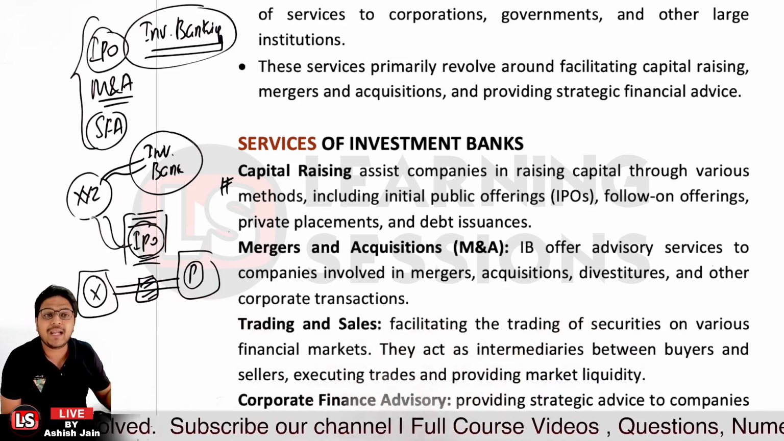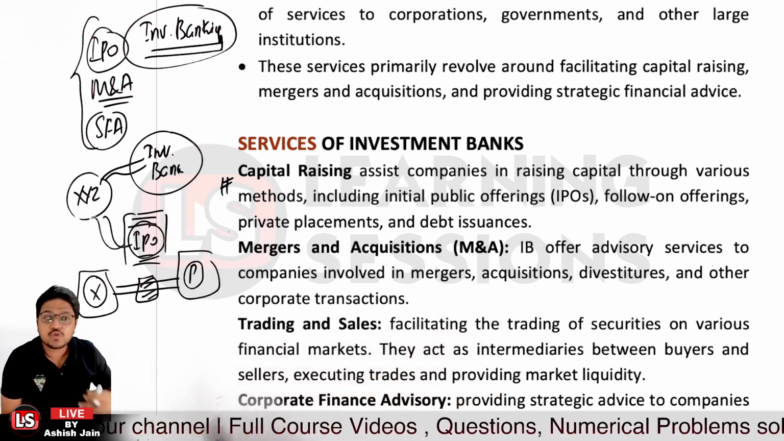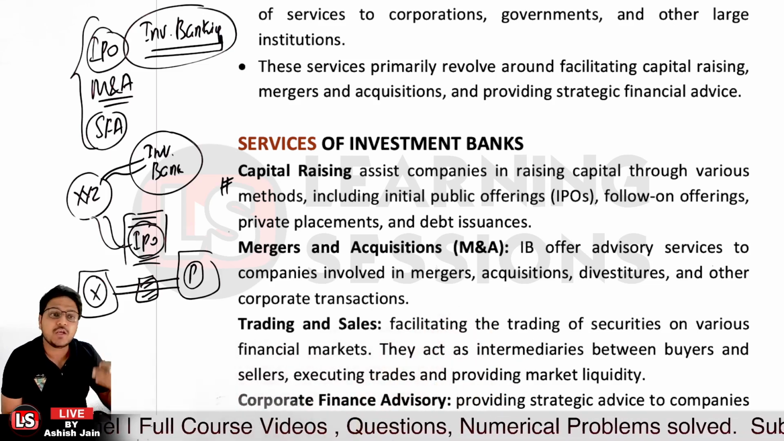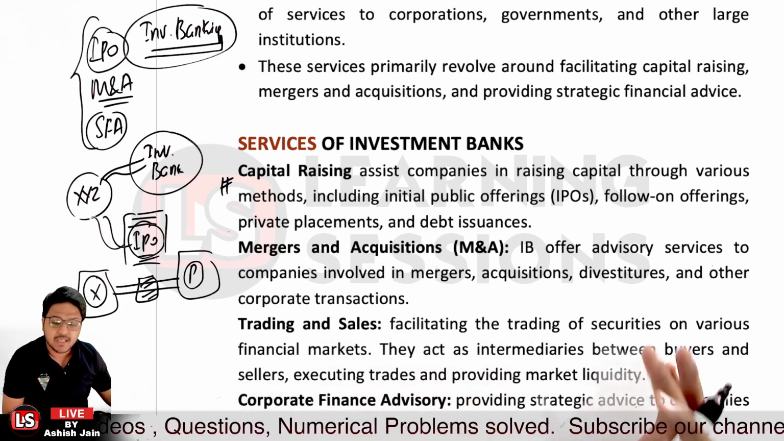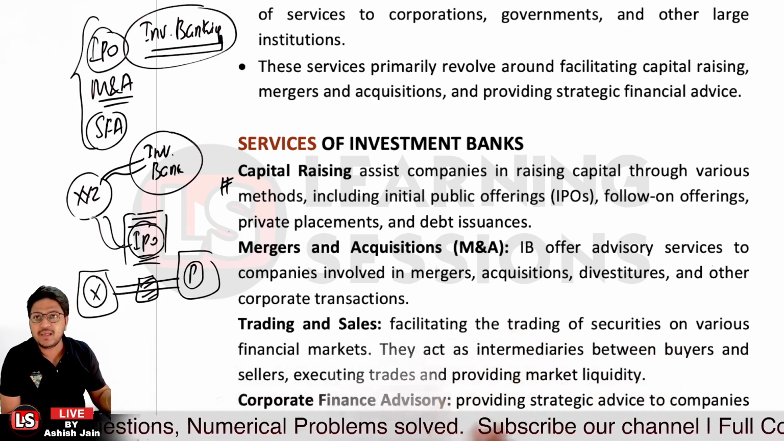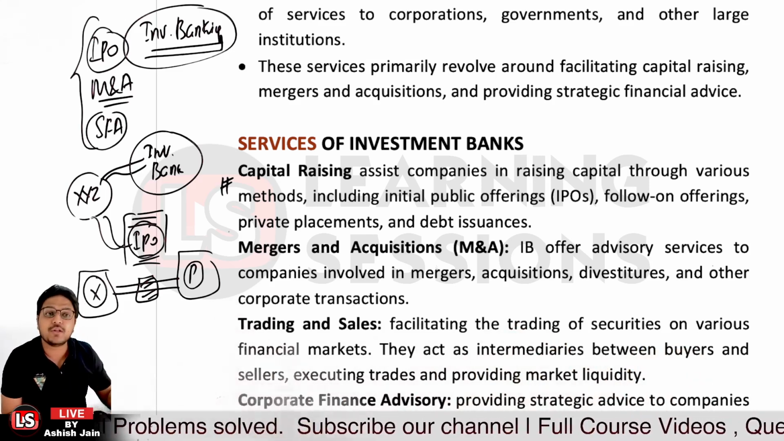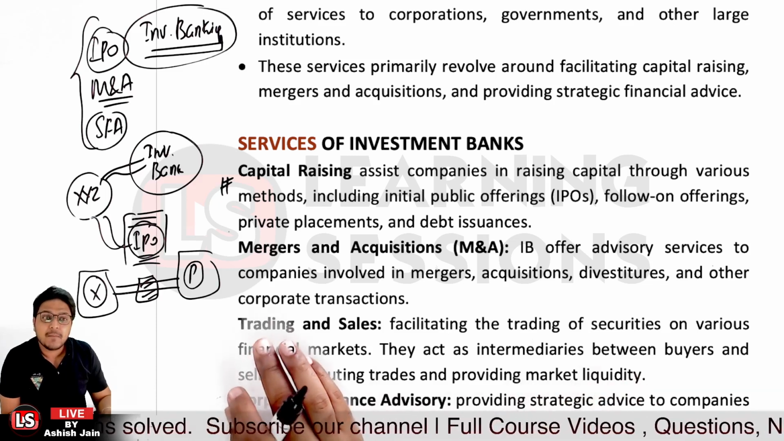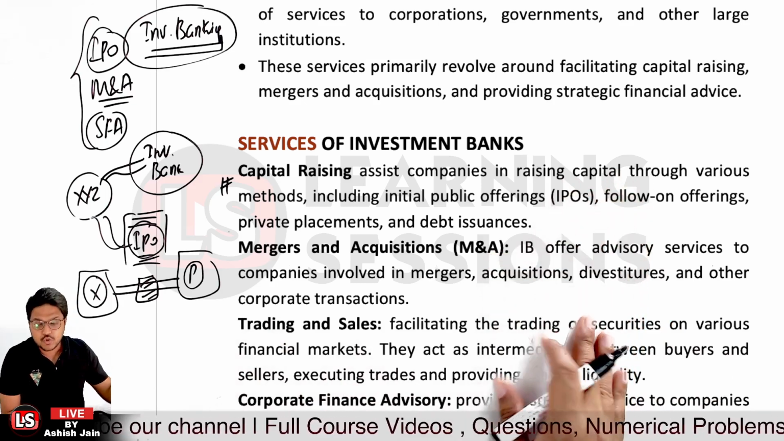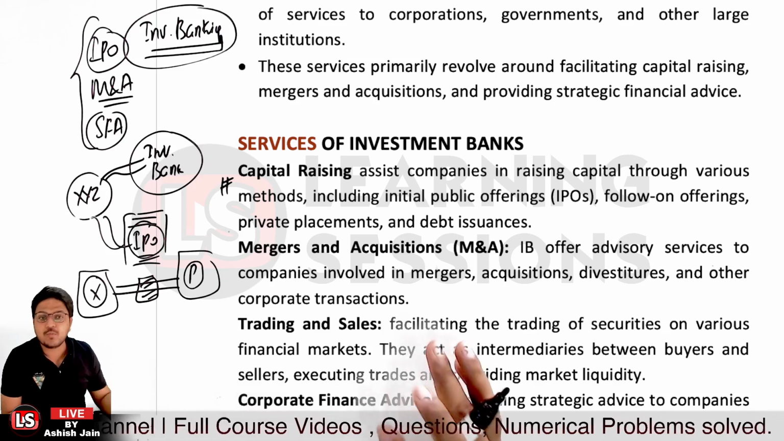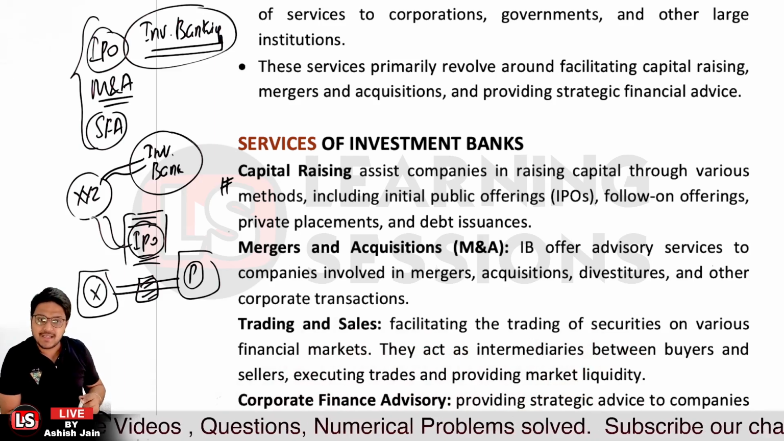And the other one is related to trading and sales. Trading and sales means that they help facilitate the trading of securities in various financial markets. They act as intermediaries between the buyers and sellers, and they also act as executing parties who execute the trades. And they provide market liquidity. That's also one main purpose of investment banks. So one is capital raising, second is mergers and acquisitions, and third is trading and sales.